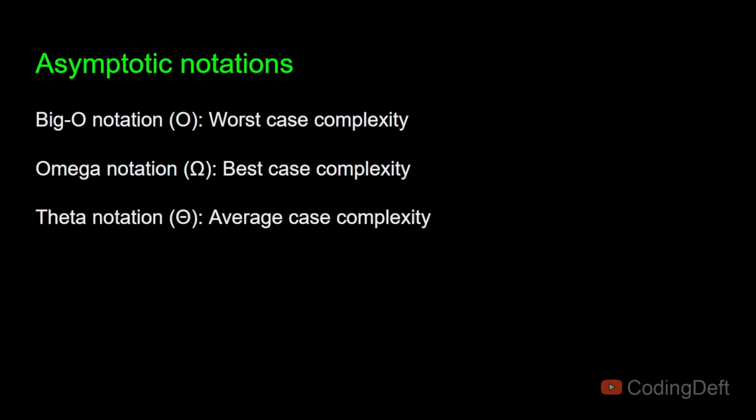Next is theta notation, which is the average case complexity. Let's say you find the number in the middle while searching for it, then it is called average case complexity. In real life or in interviews, you will be asked the worst case complexity. So in the next video, we will see in detail about big O notation.